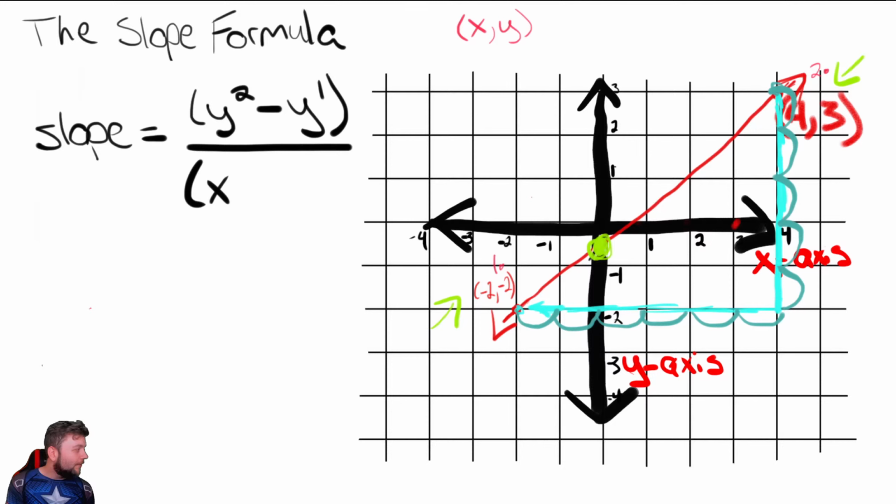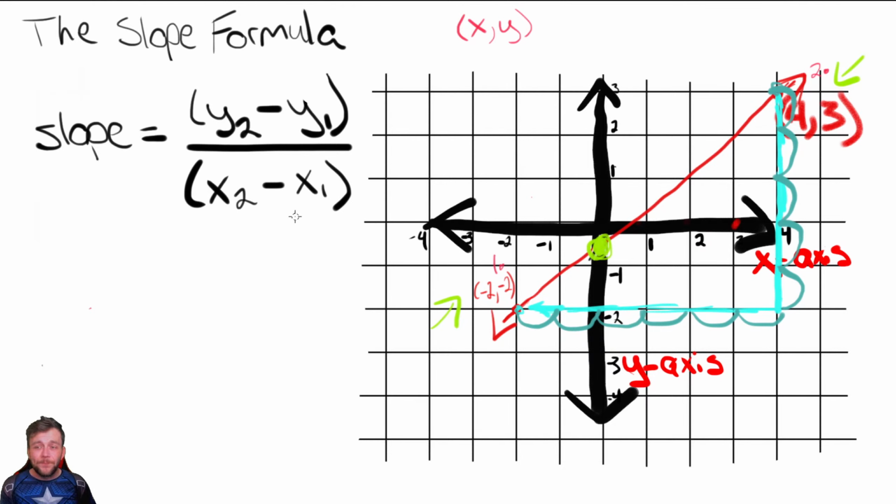Ooh, I don't like having it. It makes it look like exponents. It's not exponents, guys. Let's erase that, and we'll put the 1 and the 2 right down here. 1 and 2, and then it's x2 minus x1, end parentheses. So this is your formula for finding the slope.